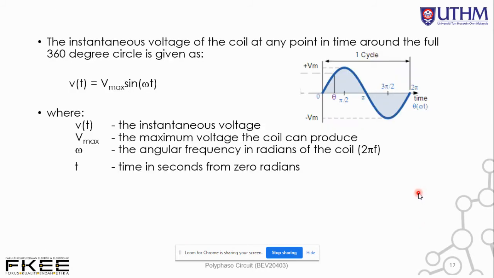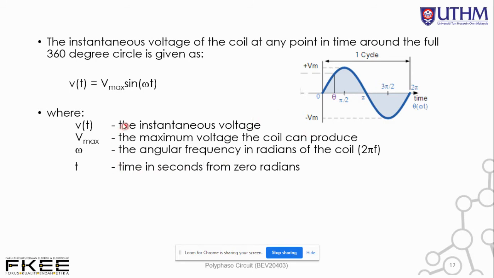Again, the instantaneous voltage of the coil at any point in time around the full 360 degree circle is given as Vt = Vmax sin omega t. So Vmax is actually the amplitude, the maximum peak over here. So this is Vm or minus Vm, or we can simply understand this as the positive maximum voltage and negative maximum voltage. So omega t represents the angular frequency actually.